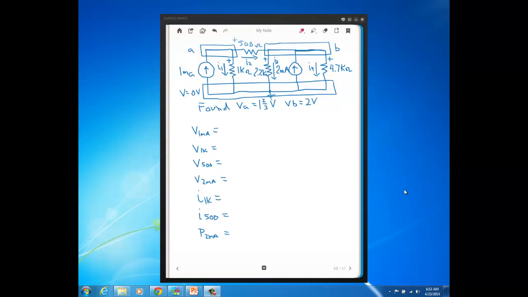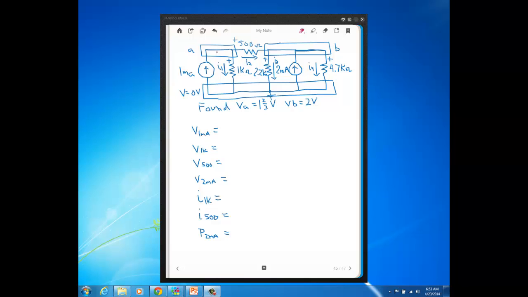Okay, in this video we're going to continue on with the problem that we solved in the previous video. This circuit here, we set up node voltage equations and we solved for the unknown voltages VA and VB, and here are our answers. Okay, the voltage at node A is 1 2/3 volts.